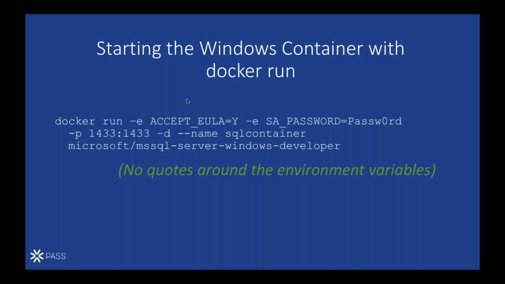I'm not going to drill too much into the Windows container, but I just wanted to point out that the command line to start up a container is essentially the same, except it took me a while to figure out why it wasn't working when I was testing it the first time in a Windows container, which is that you don't put quotes around the environment variables. When I was doing this in Bash, I had ACCEPT_EULA equals Y inside of quotes and SA_PASSWORD equals password inside of quotes. So that's just a little tip.